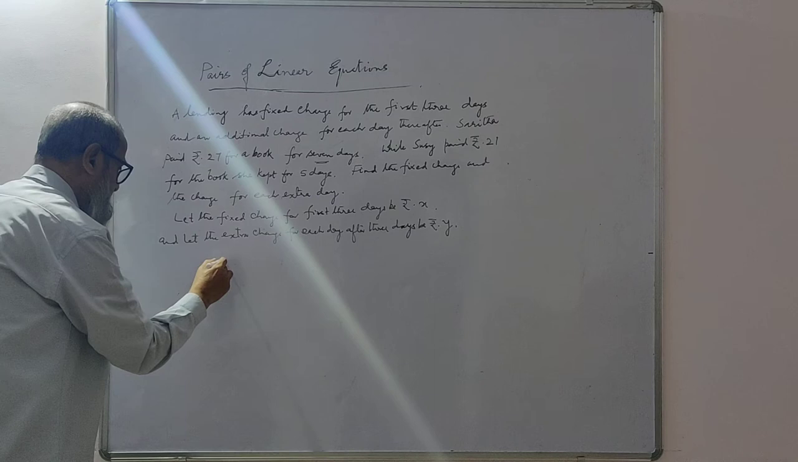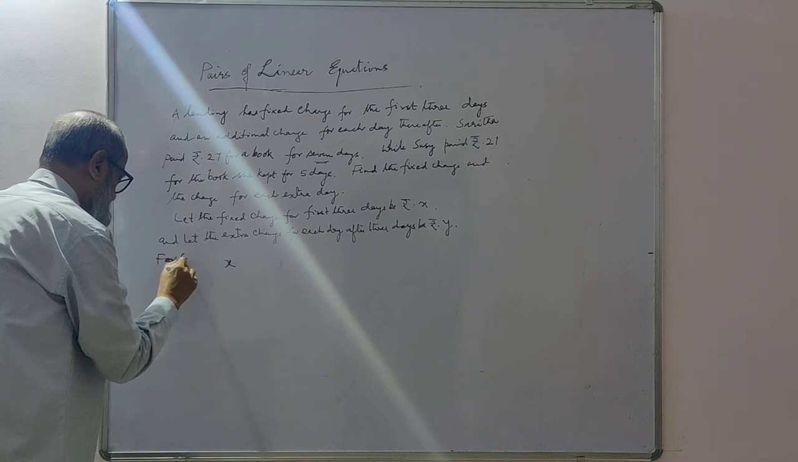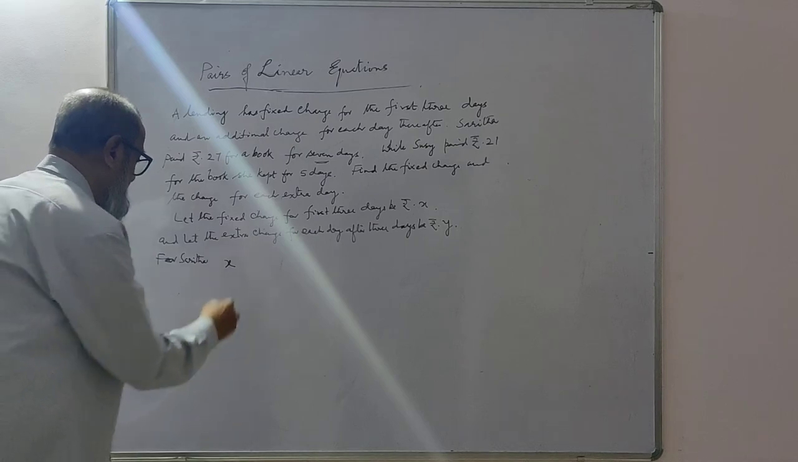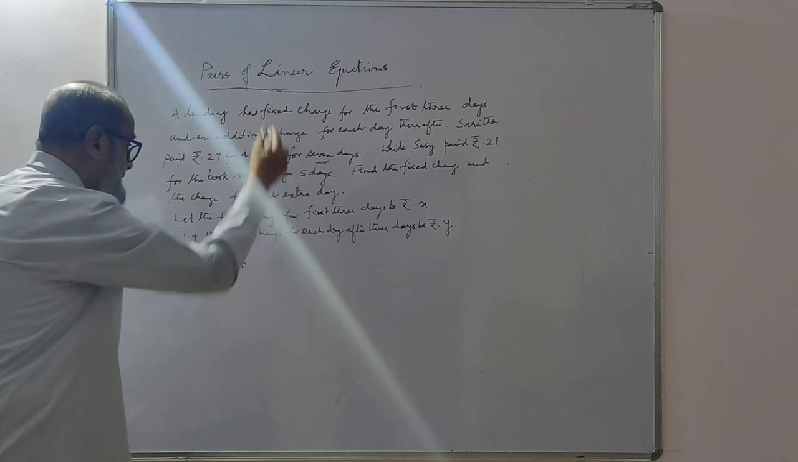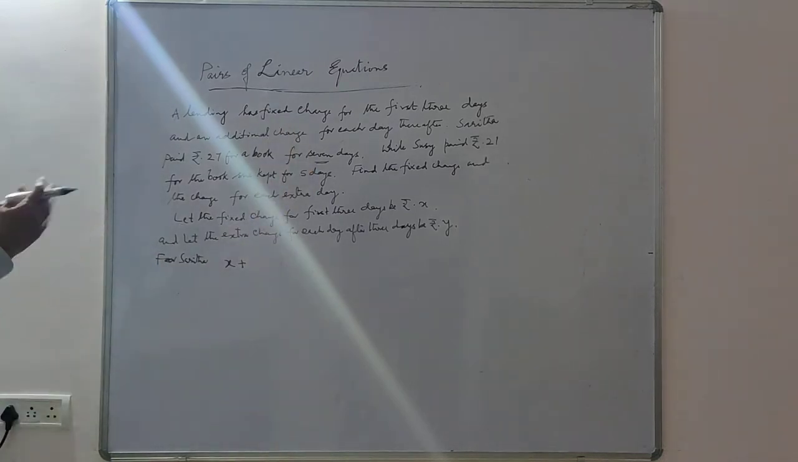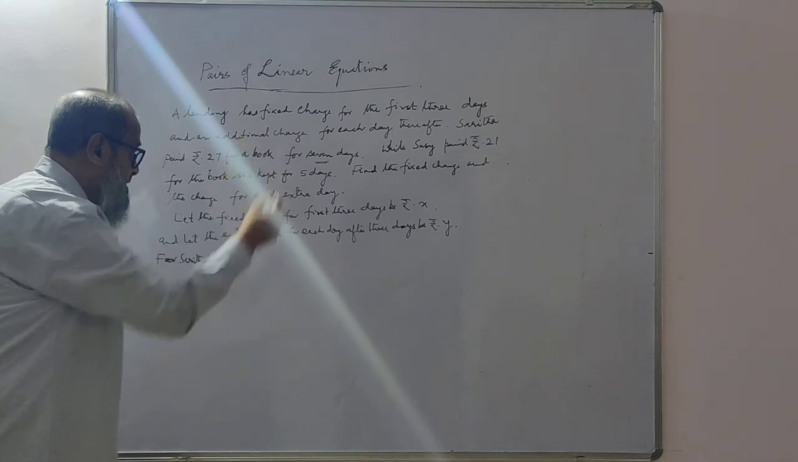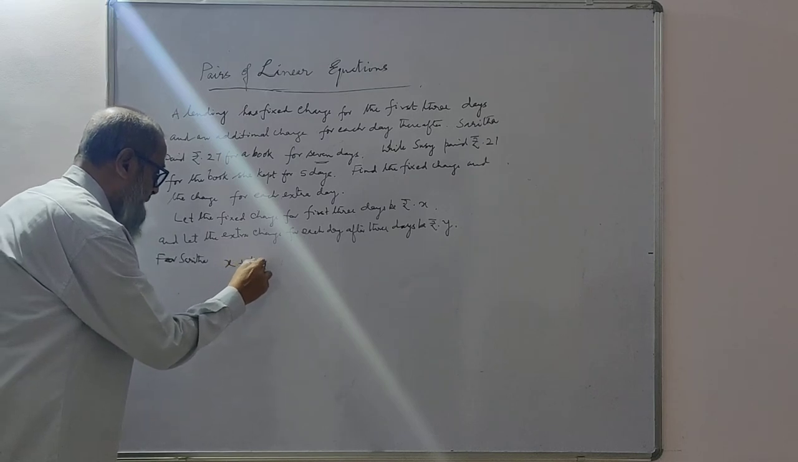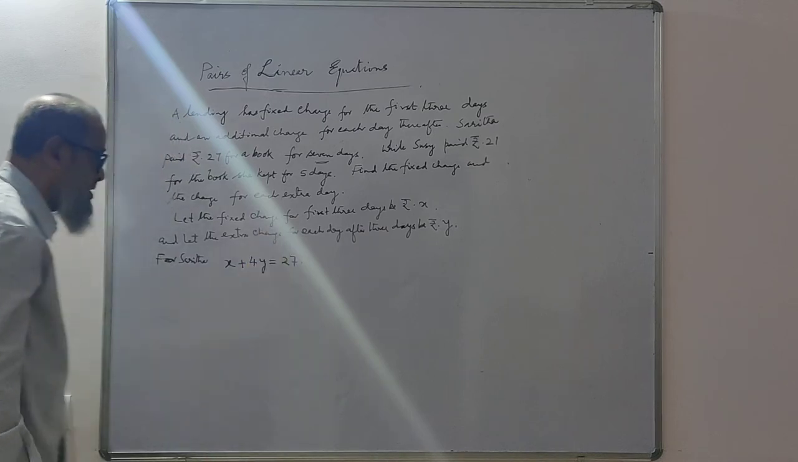The calculation is like this. For Sarita, for the first 3 days she will be charged X rupees, plus for the extra days after 3 days, which is 4 days, for each day she will be charged Y rupees. So X plus 4Y will be equal to 27 rupees.